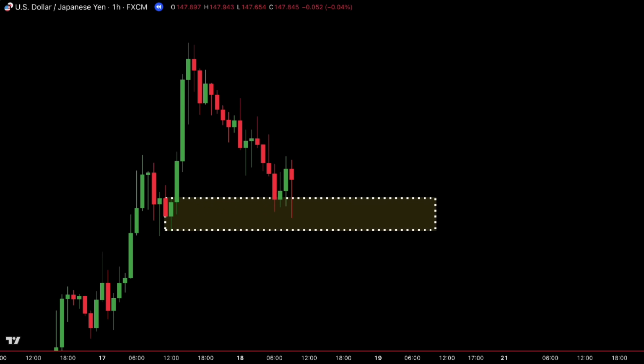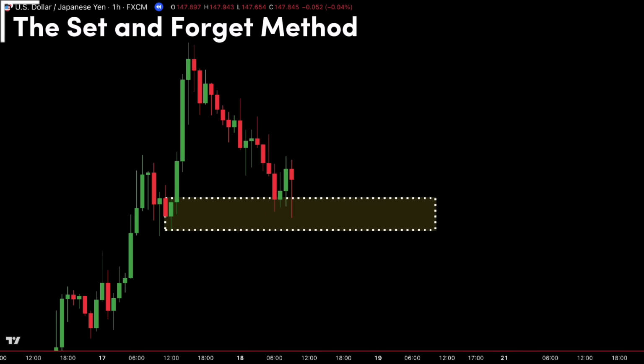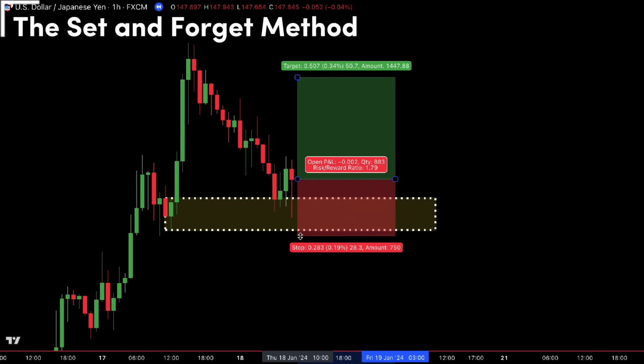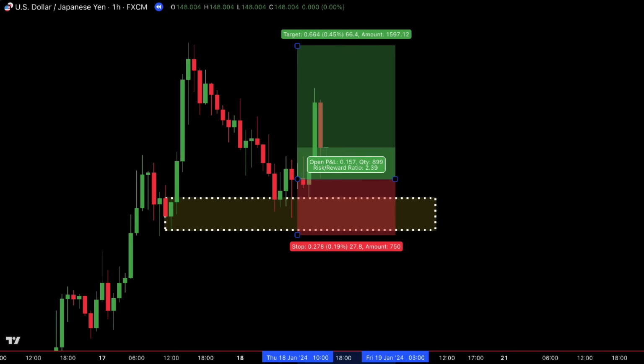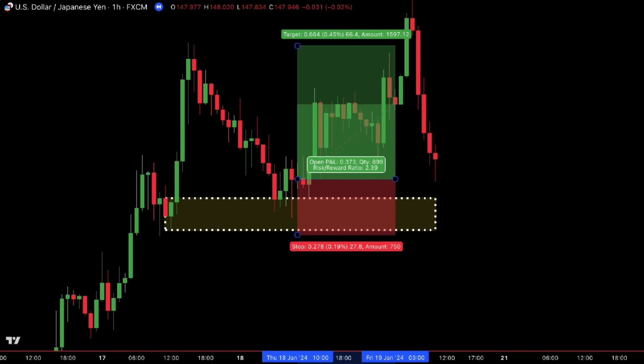Now, let's talk about something really important, the set and forget method. Here's how it works. Whenever I spot a high probability trading setup, I do all my analysis first. Then I place my entry, stop loss, and target. Once that's done, I simply set the trade and forget it. Why is this so powerful?